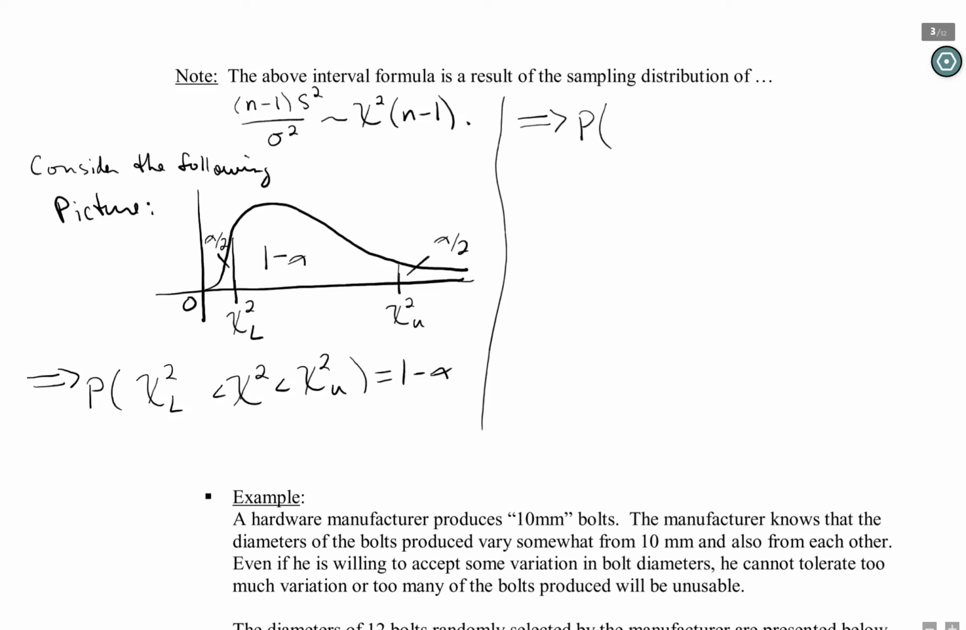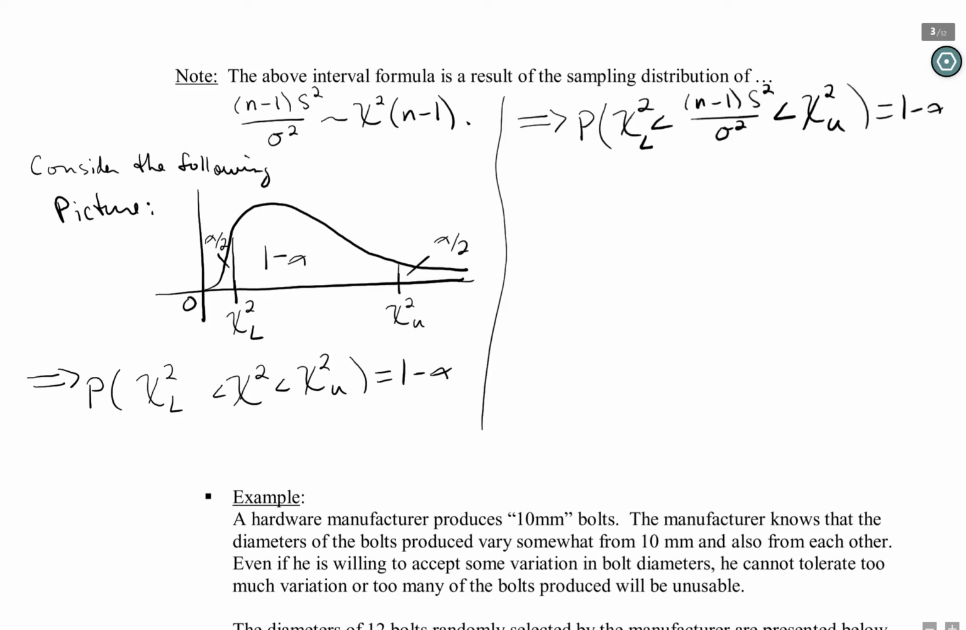What follows a chi-squared distribution? Well, this follows a chi-squared distribution. So I'm going to replace that for this middle term in the probability statement. So I'll have n minus 1 times s squared over sigma squared there in the middle, and that's between chi-squared L and chi-squared U. Again, that probability is 1 minus alpha.